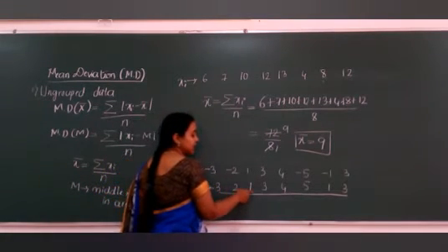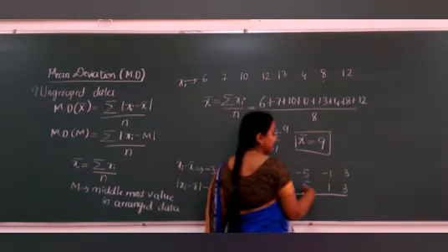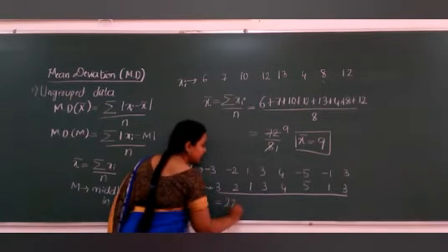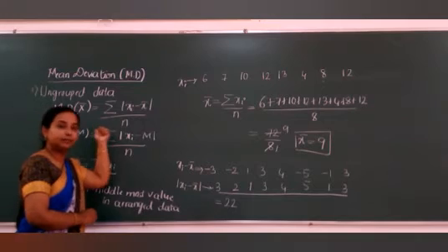3 plus 2, 5, 6, 9, 13. Okay, 13 plus 5, 18, 19 and 22. So now we know even the sum. Let us calculate the mean deviation about mean.